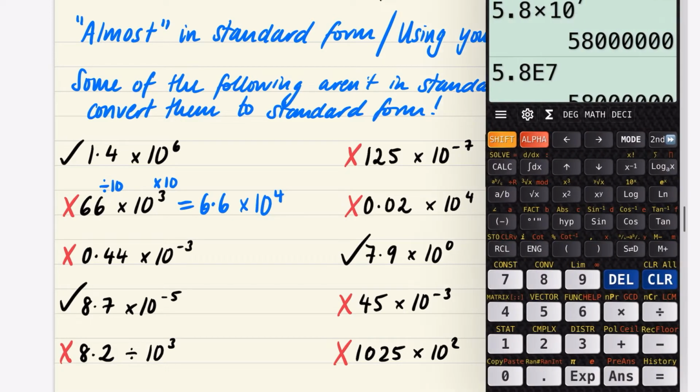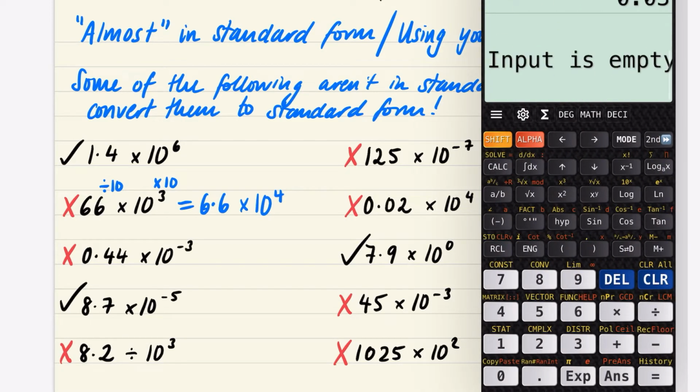And I'm going to show you on my calculator that these are equivalent to each other. So if I do 66e3, or 66 times 10 to the power of 3, and 6.6 times 10 to the power of 4, if I type it in correctly, we do get the correct answer for both of them. So now it's in standard form.